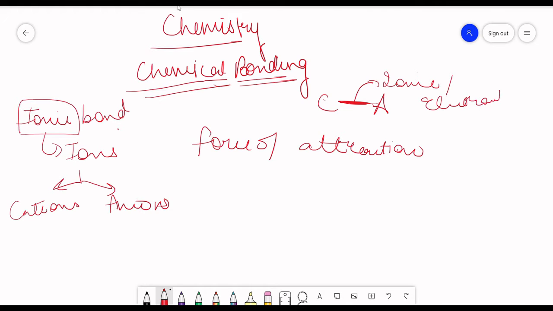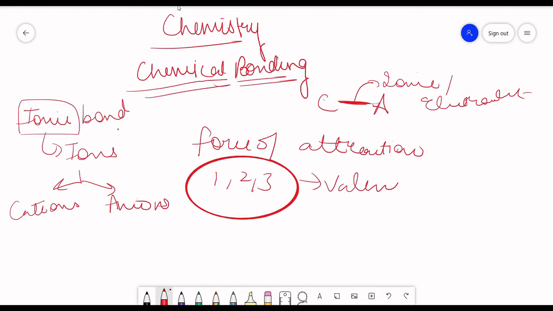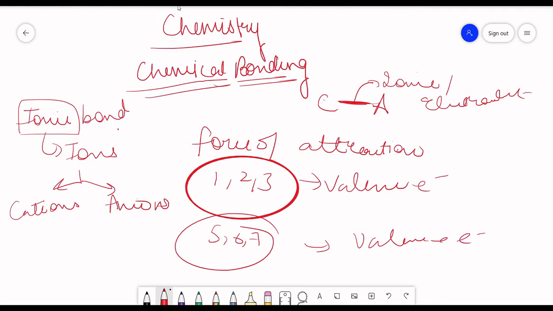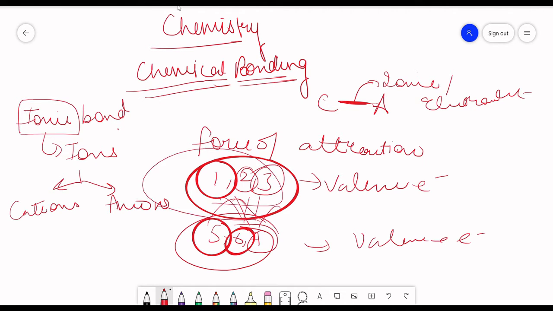Let's take a very good example of metals and non-metals. Metals have 1, 2, 3 electrons in their valence shell. These are the valence electrons, right? On the other hand, non-metals have 5, 6, 7 valence electrons. So, to complete the octet, the metals have to lose these, and the non-metals have to gain 1, 2, 3, right? So, I have explained it to you all.